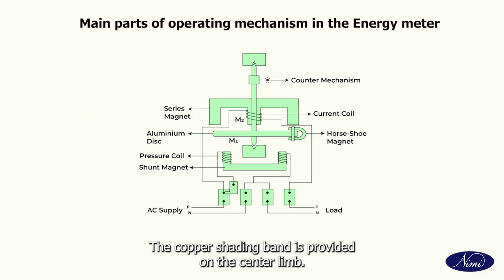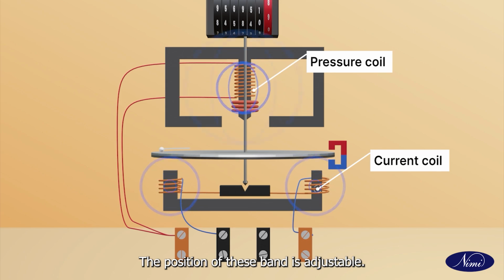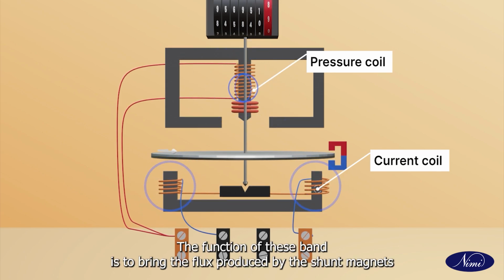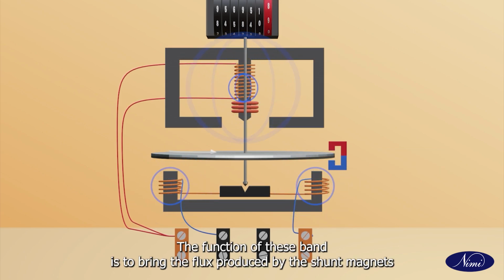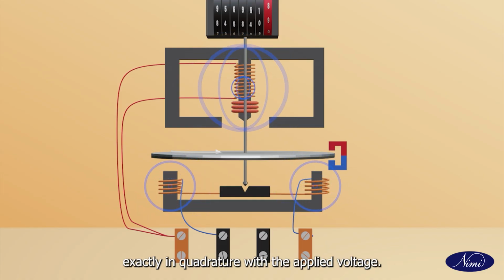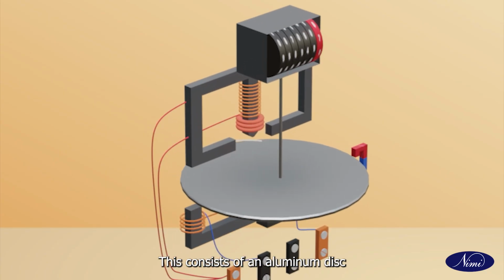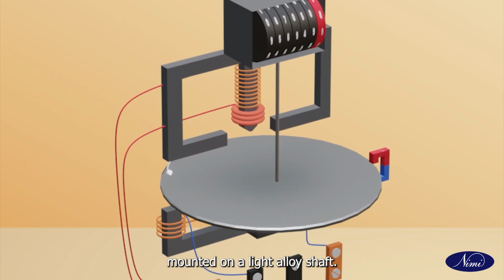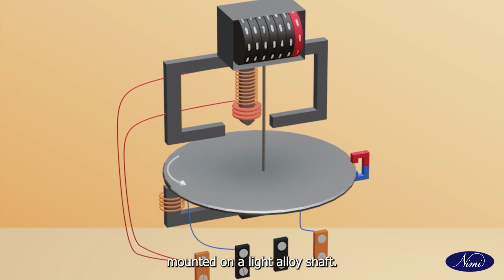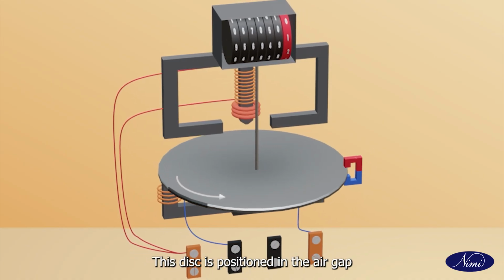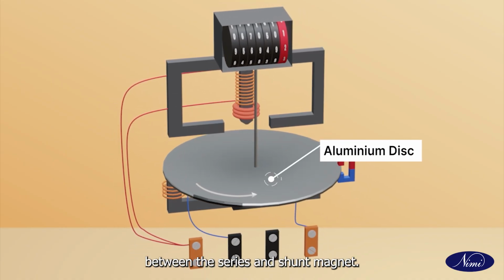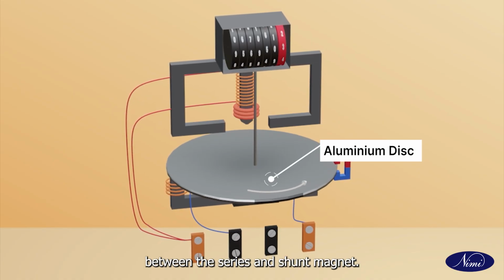The copper shading band is provided on the center limb. The position of this band is adjustable. The function of this band is to bring the flux produced by the shunt magnet exactly in quadrature with the applied voltage. Moving system. This consists of an aluminum disc mounted on a light alloy shaft. This disc is positioned in the air gap between the series and shunt magnets.